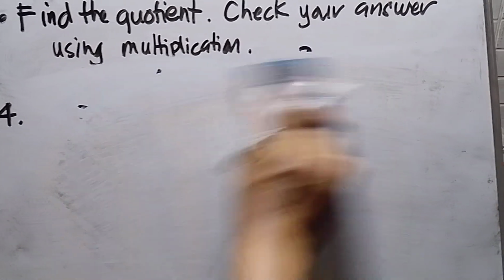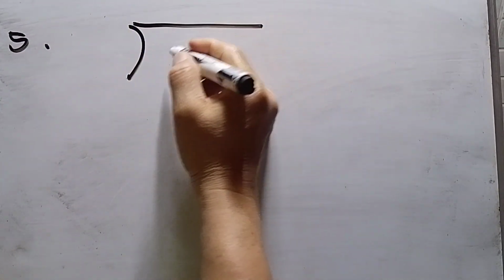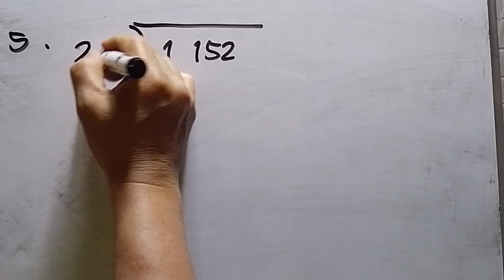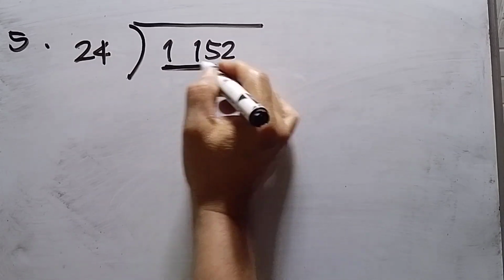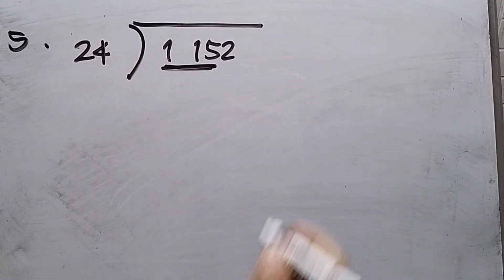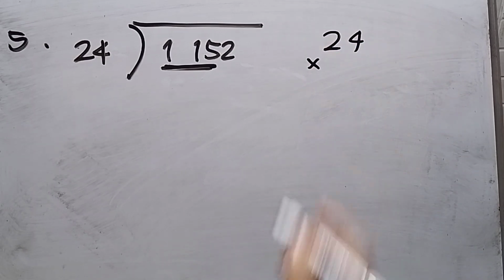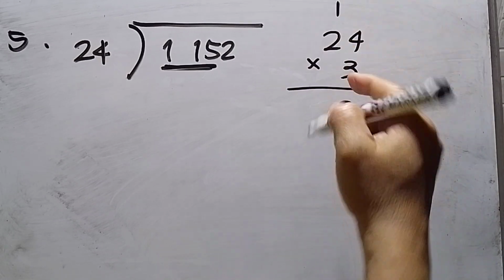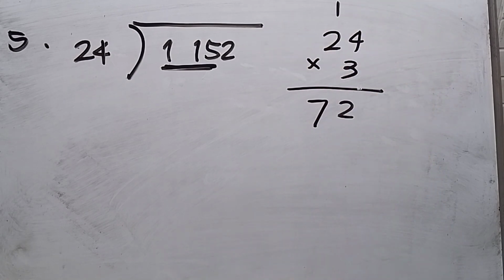Now the last will be number 5. Number 5 is 1152 divided by 24. Now I will use these 3 digits because 11 cannot be divided by 24. So estimate. So 24 times, let's say 3. So this will be 12. Carry 1. 2 times 3 is 6. Plus 1, that will be 7.